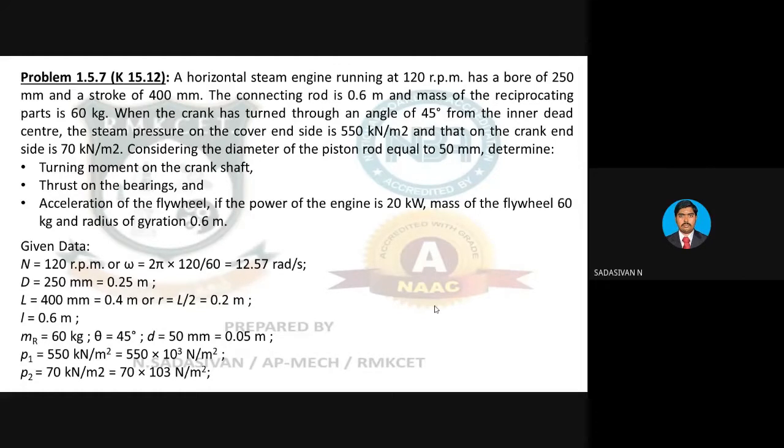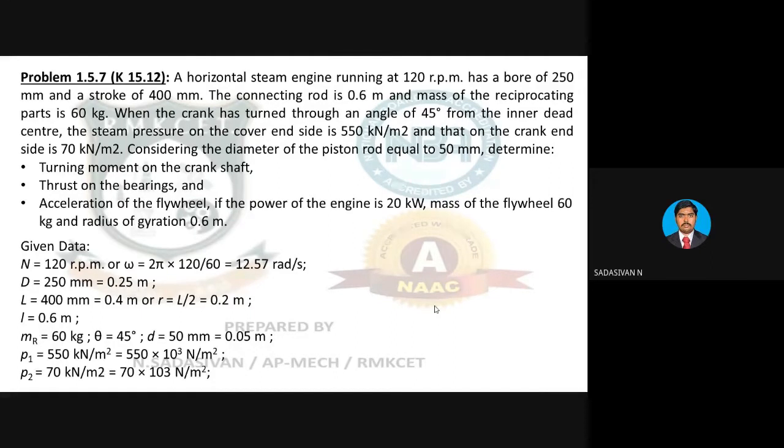Diameter of the cylinder is 0.25 meter. So stroke length is 400 mm. Half of that is your crank radius. R is equal to capital L by 2, 0.2 meter. So small l, connecting rod length is 0.6 meter. Mass of the reciprocating parts 60 kilogram. Theta is 45 degree. Piston rod diameter small d is 50 mm, which is 0.05 meter.